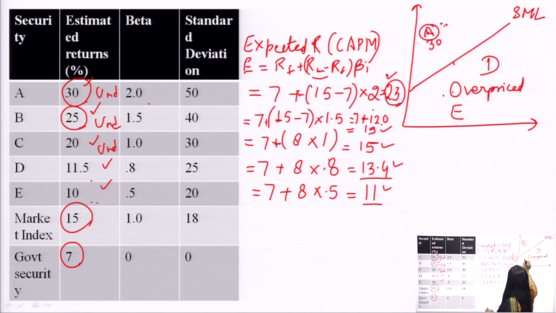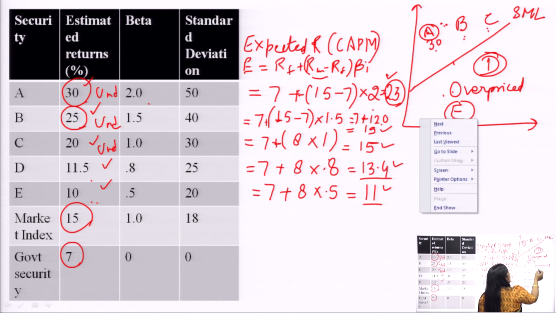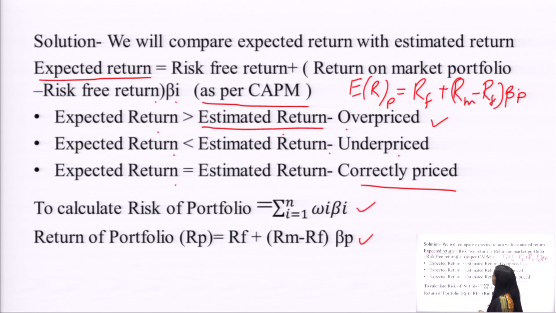So, D and E would lie below the line, A, B and C would lie above the line, and above the line means they are underpriced. These A, B, C are underpriced and D and E are overpriced. So, if we have to take a buy or sell decision, we should buy A, B and C, and we should sell D and E if we have already purchased these securities in our portfolio. So, now this is the first part of the question, where we have to evaluate the pricing of the securities. Moving to the second part, what was the second part?